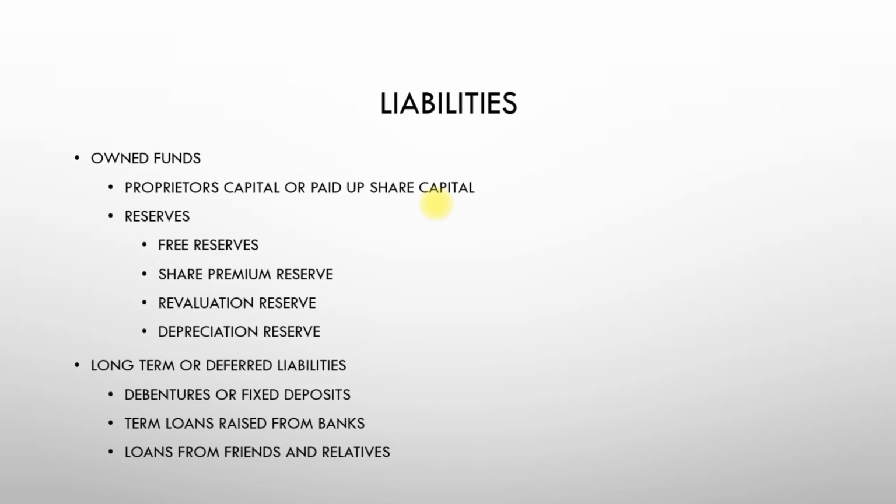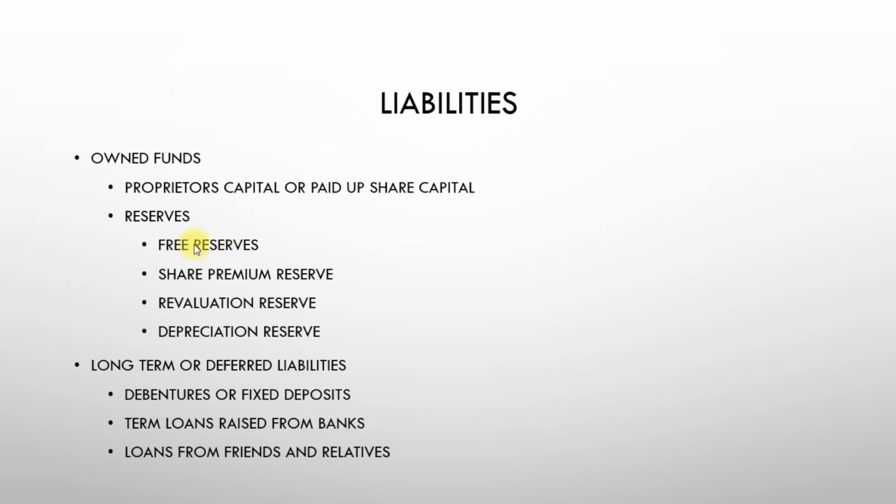The capital in this case of a company may be issued capital, which is the extent up to which it is intended to be raised, authorized capital, which is the extent up to which it is raised, subscribed capital, which is the extent to which it is subscribed, and paid up capital, which is the extent to which it is actually called and received against subscription. So that makes up proprietor's capital or paid up share capital. Next we will see what is reserves.